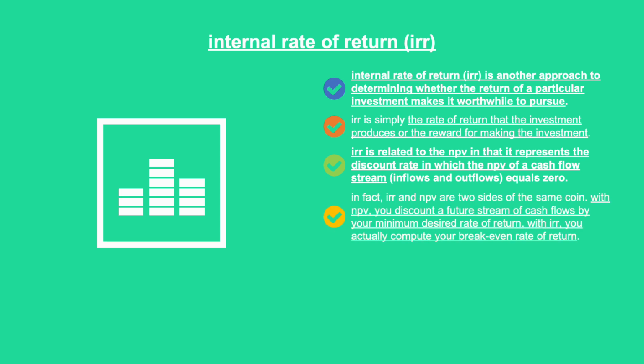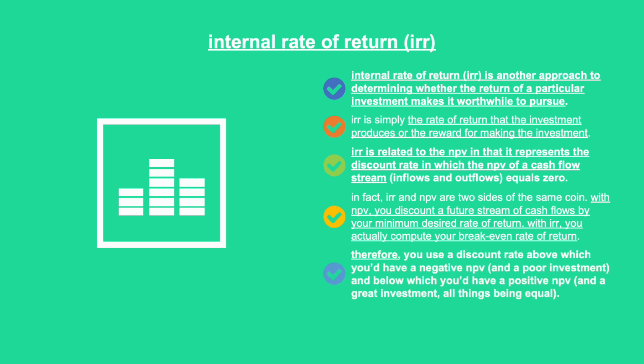In fact, IRR and NPV are two sides of the same coin. With NPV, you discount a future stream of cash flows by your minimum desired rate of return. With IRR, you actually compute your break-even rate of return. Therefore, you use a discount rate above which you'd have a negative NPV and a poor investment, and below which you'd have a positive NPV and a great investment, all things being equal.